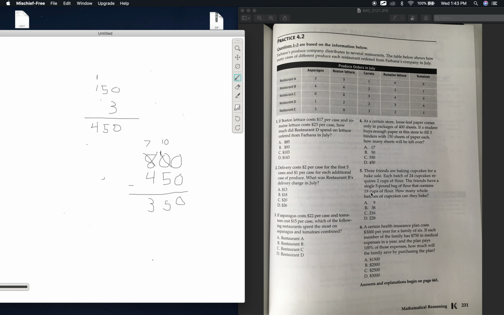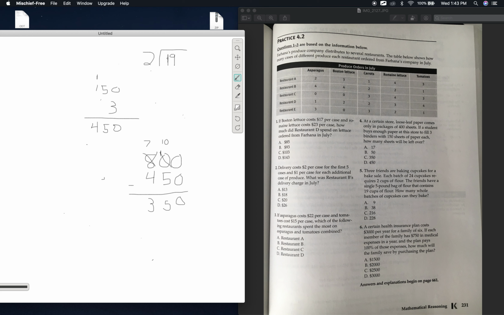19 cups of flour. So how many times can 19 be divided evenly, or can be divided into 2? Okay, so remember it does ask for whole batches. How many whole batches? So it can't be a partial batch. So we have to go 2 goes into 19.